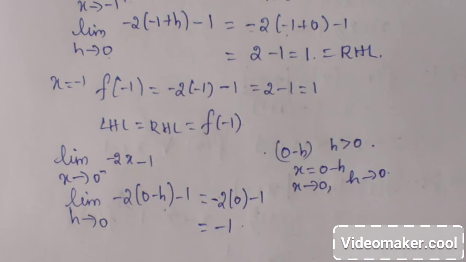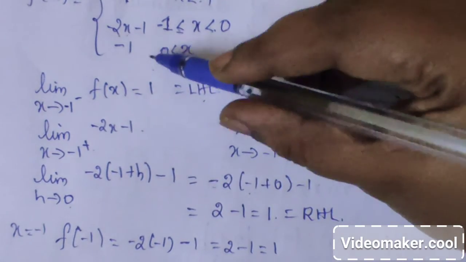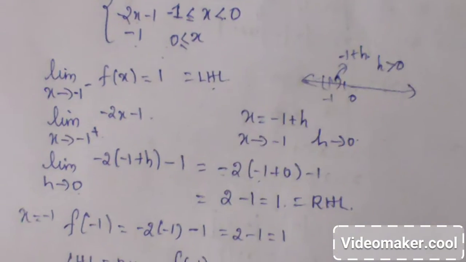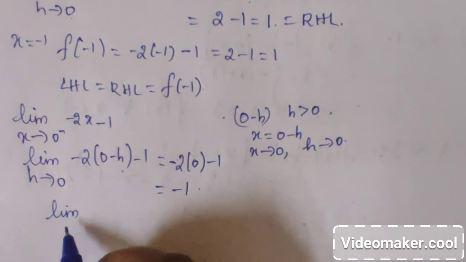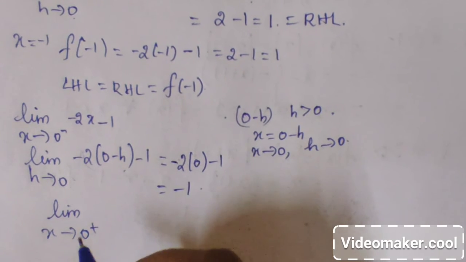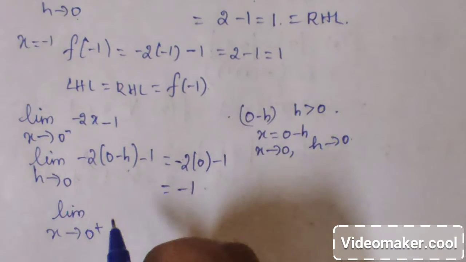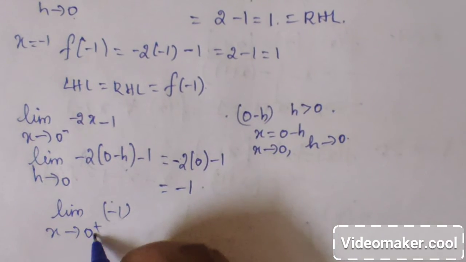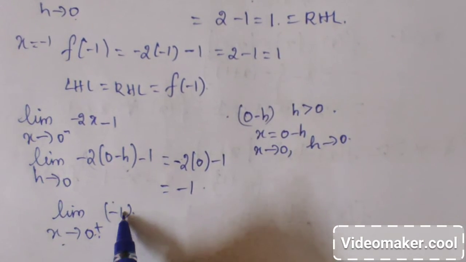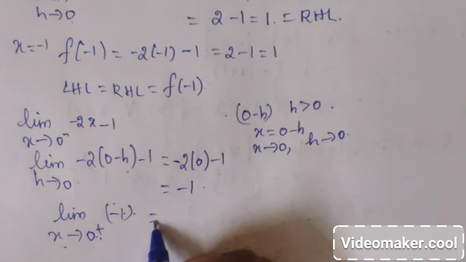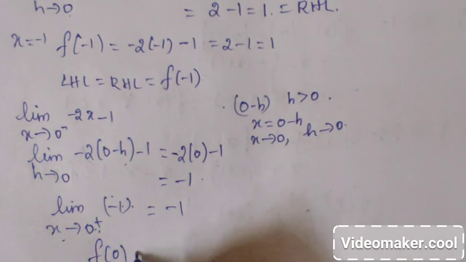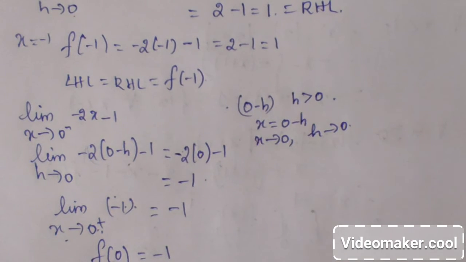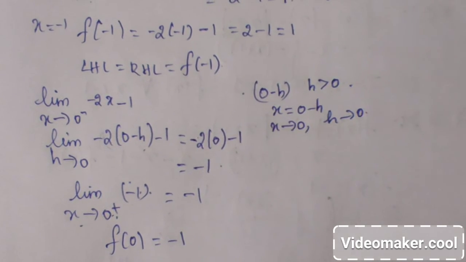Now we will calculate the functional value. According to the definition of the function, when the value of x is 0, the function is -1. Now limit x tends to 0 from the right hand neighborhood. In the right hand neighborhood, the function is a constant function, which is -1. The value that x approaches does not affect a constant, so we have -1. And we know the functional value at 0 is -1 according to the definition. So the function is continuous at 0.